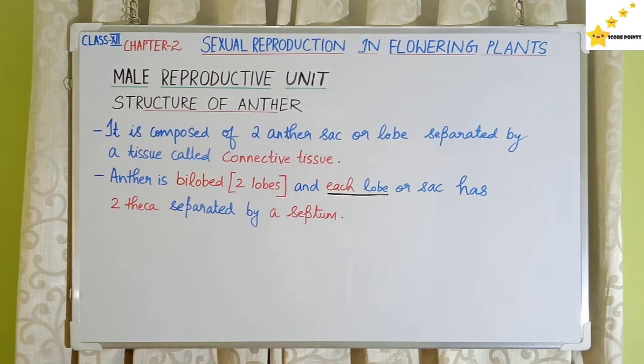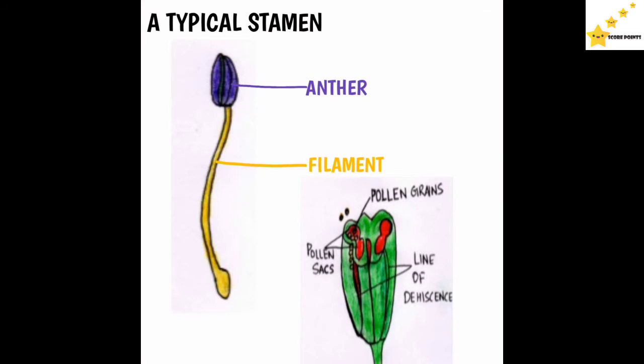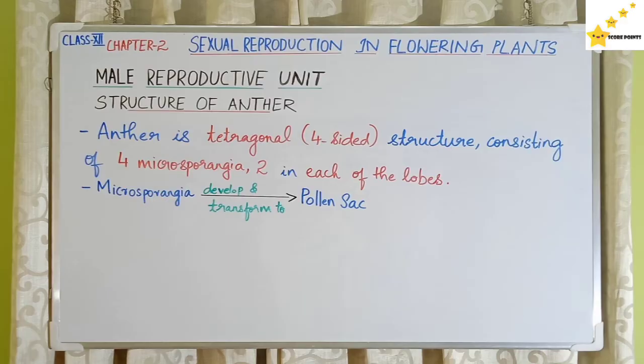Structure of anther. Anther is composed of 2 anther sacs or lobes, which are separated by a tissue called connective tissue. Anther is generally bilobed or it has 2 lobes and each lobe or sac has 2 theca separated by a septum. Anther is tetragonal or 4-sided structure consisting of 4 microsporangia, 2 in each of the lobes. We know that anther is bilobed, which means it has 2 lobes and 2 lobes are having 2 microsporangia in each, which means a total of 4 microsporangia.